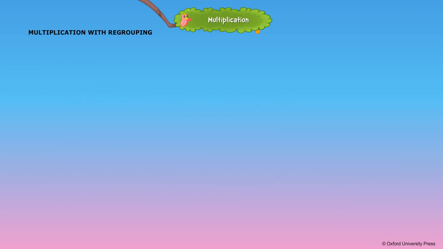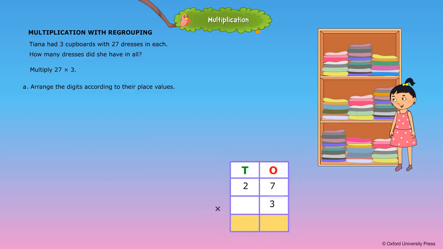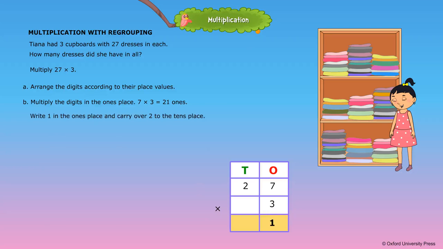Multiplication with regrouping. Tiana had 3 cupboards with 27 dresses in each. How many dresses did she have in all? Multiply 27 into 3. A. Arrange the digits according to their place values. B. Multiply the digits in the ones place. 7 into 3 is equal to 21 ones. Write 1 in the ones place and carry over 2 to the tens place.